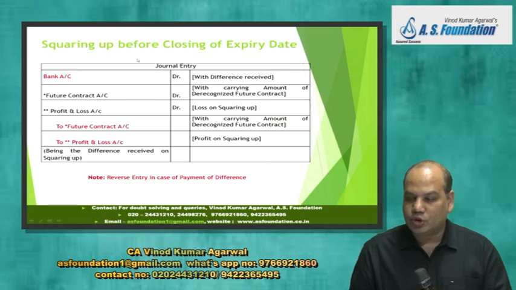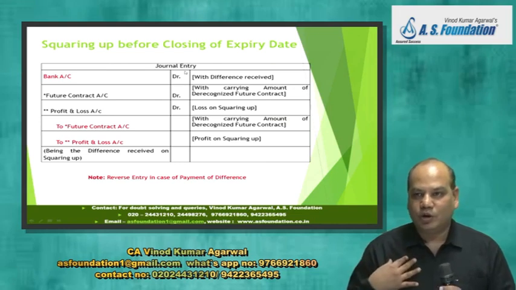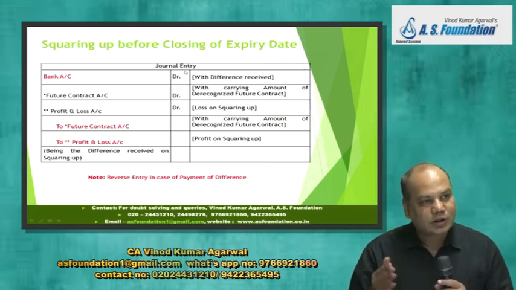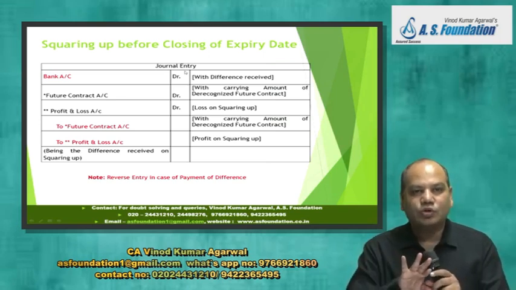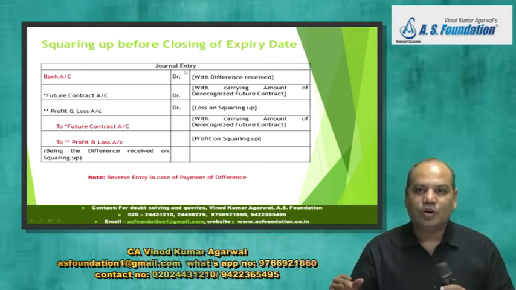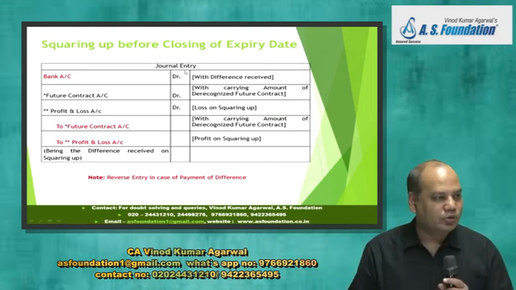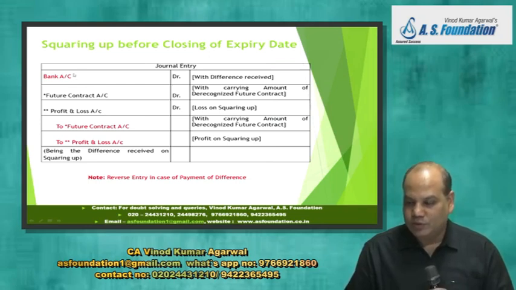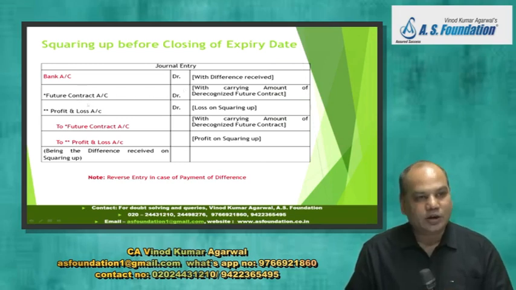And now suppose you want to square up or settle the future contract. Square up means if we have bought a future but we don't want to continue, then we will sell the future. And my contract is squared up, means closed. Or on settlement date, we have to in any case close the contract. Okay. So in case you settle that future contract, there are two possibilities. You may win or you may lose. So bank account debit. In case you are winner, difference received, then derecognize future contract.